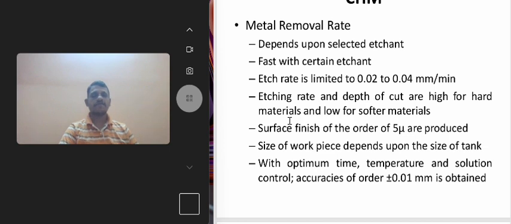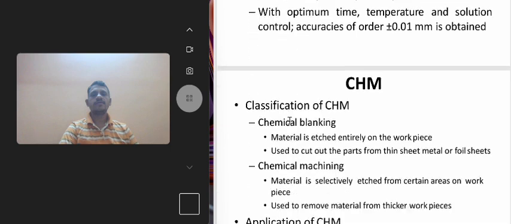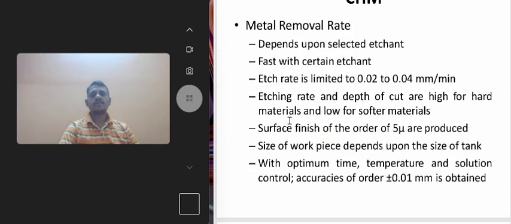Etching rate and depth of cut are high for harder materials like titanium alloy, stainless steel, and heat resistant alloy, and low for softer material like aluminum. With optimum time, temperature, and solution control, accuracies of the order of plus or minus 0.01 mm are obtained. Surface finishes of the order of 5 microns are produced.